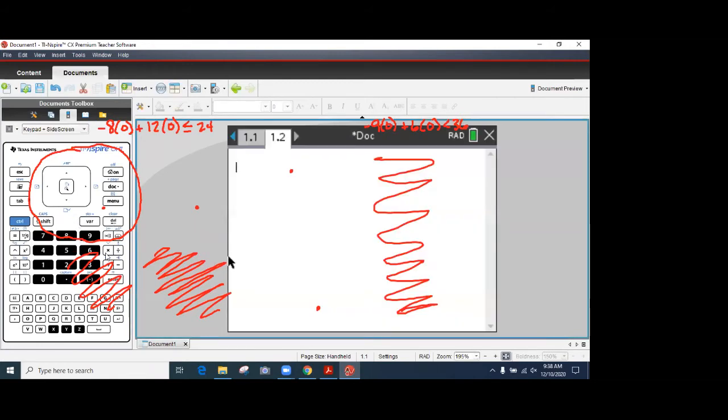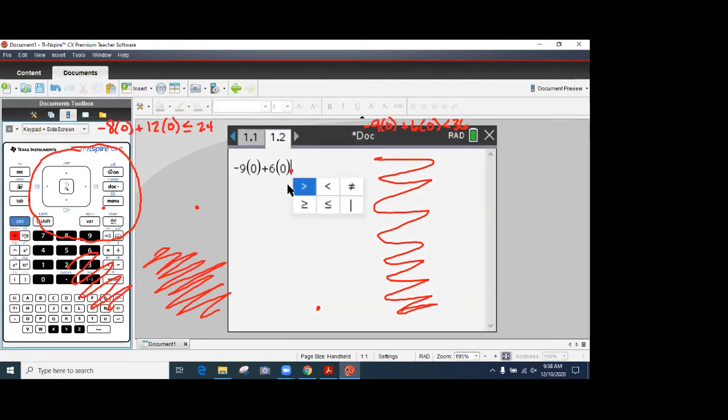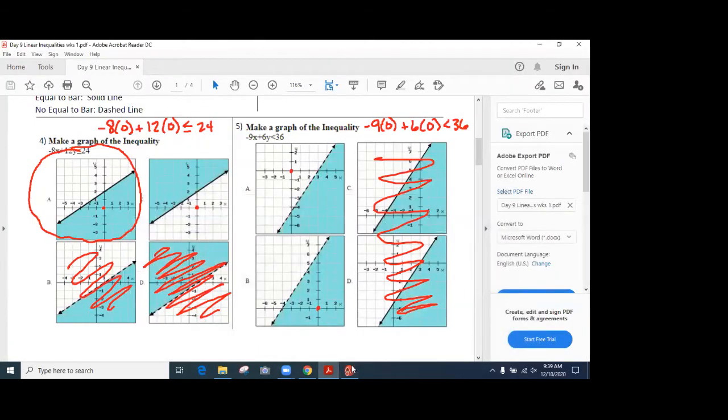All right, so I'm going to type in. It's hard to see right here, but I'm going to hit the negative button because otherwise it would pop up the ANS. All right, -9, parentheses 0, plus 6, parentheses 0 is less than 36. All right, we hit enter, and what do we get? True. So true means that the middle is in the shaded area. What's the answer? B.